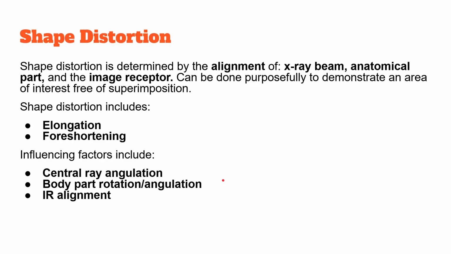We're going to talk about shape distortion. Shape distortion is determined by the alignment of the X-ray beam, anatomical part, and image receptor. This can sometimes be done purposely to demonstrate an area free of superimposition. Shape distortion includes things such as elongation and foreshortening. Influence factors are going to be central ray angulation, body part rotation, angulation, obliquity, or your IR alignment itself.